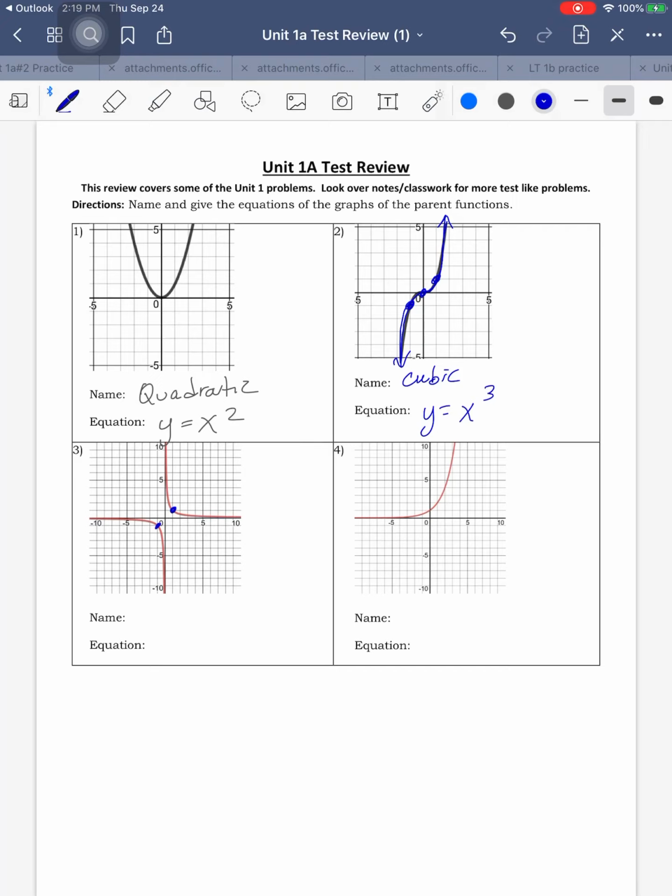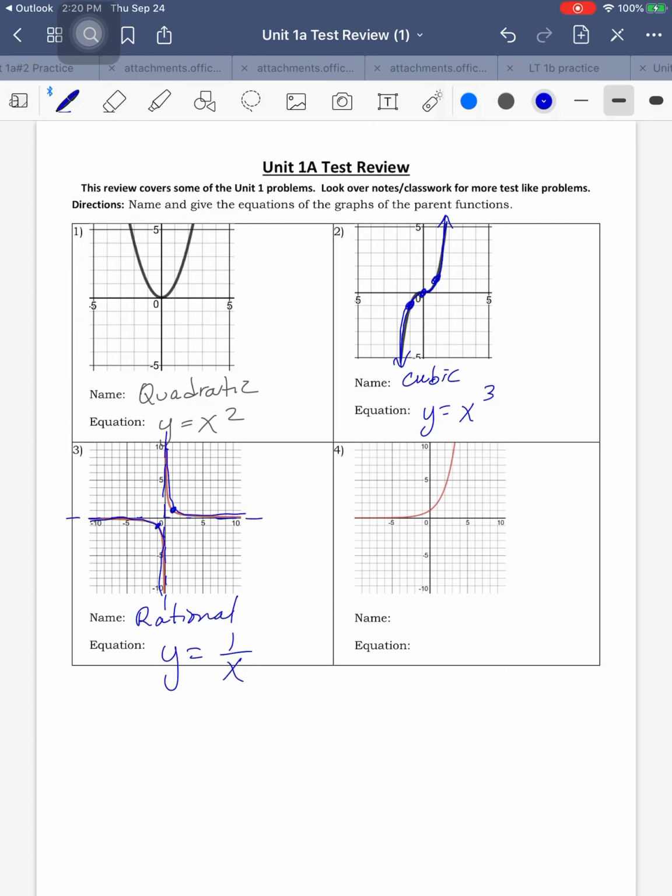The next one has the key coordinates 1, 1, -1, -1. It has these asymptotes that run right down the y-axis and the x-axis. But another key way to tell what this is, there's two different parts to this graph. Part up here in the first quadrant and in the third quadrant. This is called a rational function. That's y equals 1 divided by x is your equation for that.